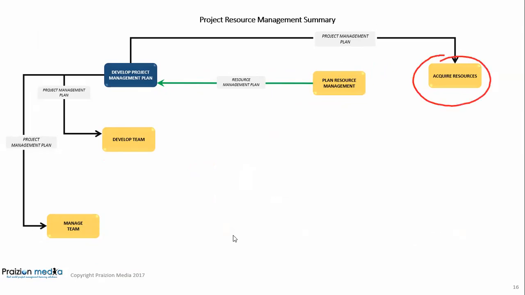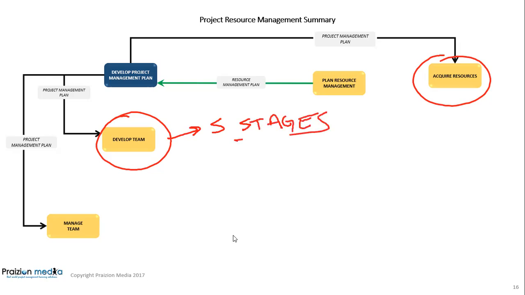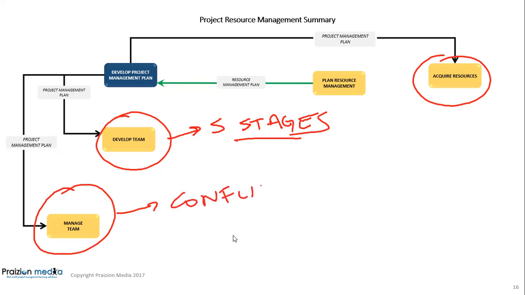Acquire resources is where you acquire the physical and the human resources. Develop team is where you build the team by training and coaching and team building and mentoring, getting them to synergize. This is also where we talk about the 5 stages of team development, also known as Tuckman's ladder. Don't forget that. Manage team, this is where there's quite a bit of focus on the aspect of conflict management.